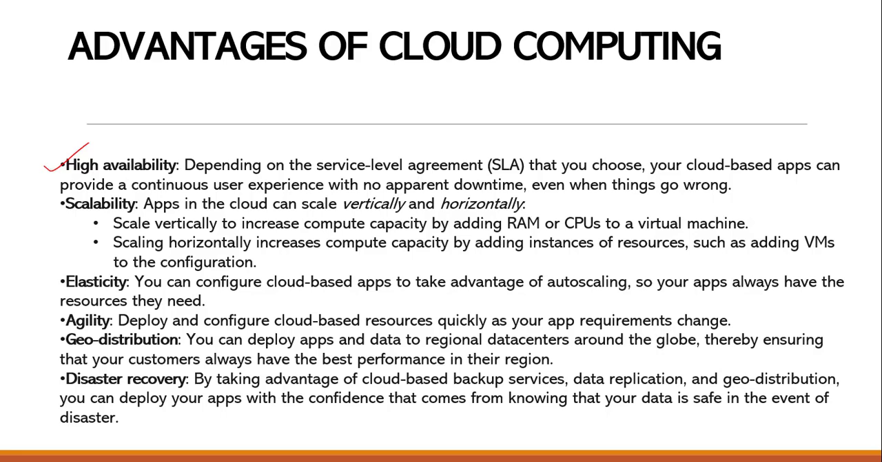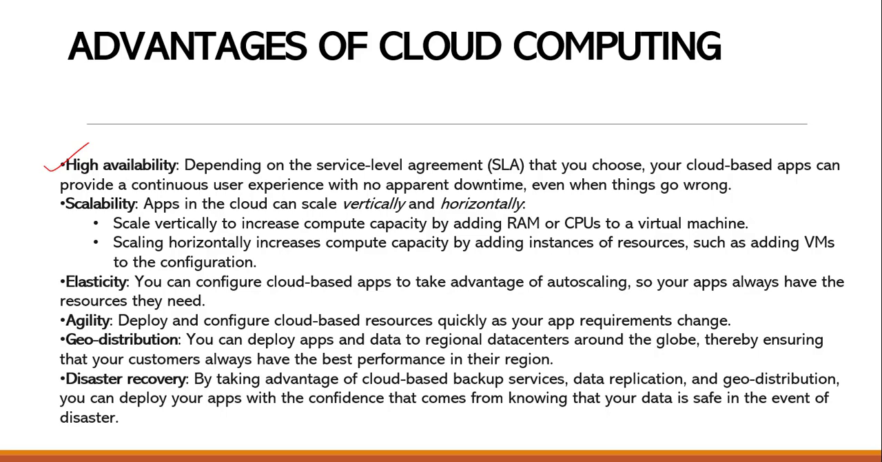Higher the SLA, higher is the availability, right? More is the replication, and it is ensured that your data will be durable in nature, and also available in nature. That you choose, your cloud-based apps can provide continuous user experience with no apparent downtime, even when things go wrong. To ensure that you have the proper infrastructure replication in place, so that even if there is a downtime, I can either fail over to another site, or I have replicas in place. I can spin up new environments from that. So you have to ensure high availability, right?